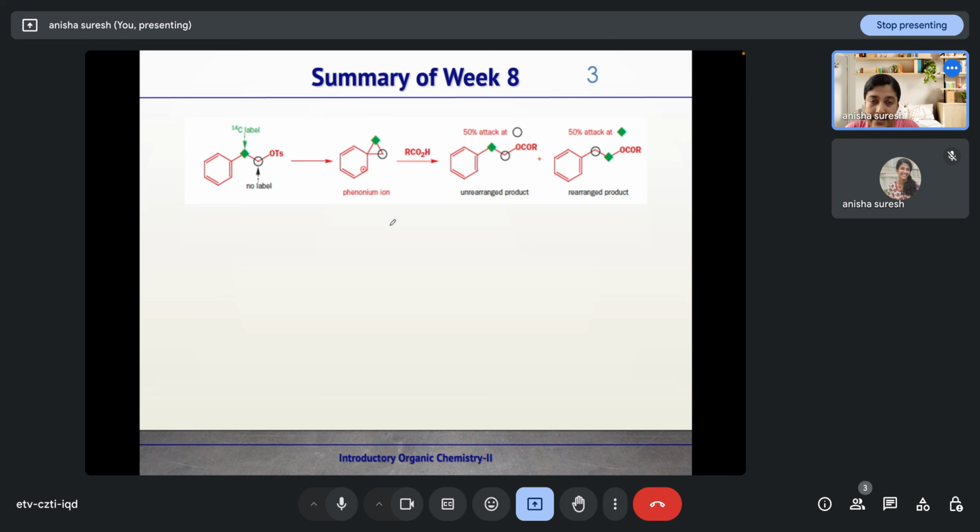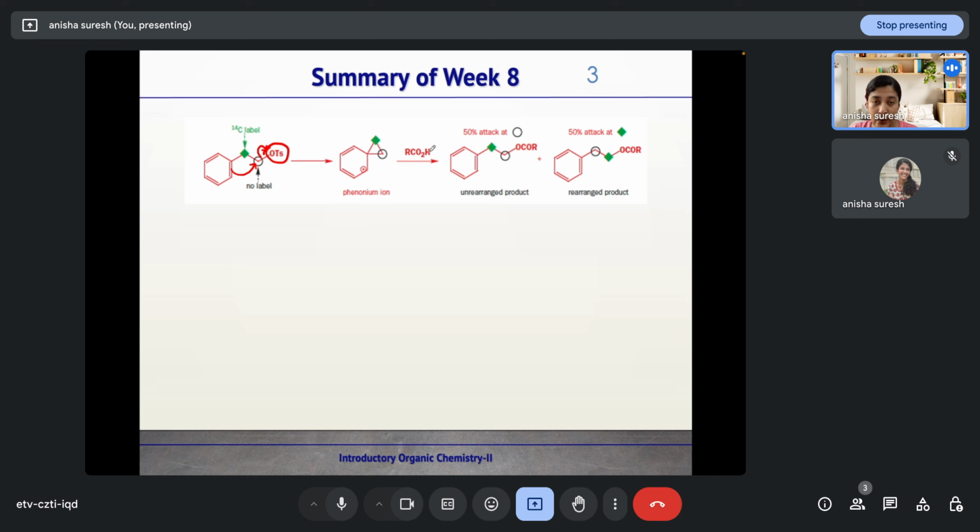Now coming to this example, this is where we can come to know the rearrangement has taken place. Here this is a normal carbon atom and this is the labeled carbon atom with 14C label, and here this is our leaving group OTs, and this is the nucleophile. So here the phenonium ion will be formed. The phenyl will attack at this position and the OTs will leave, leading to formation of this phenonium ion. So here a positive charge will be formed.